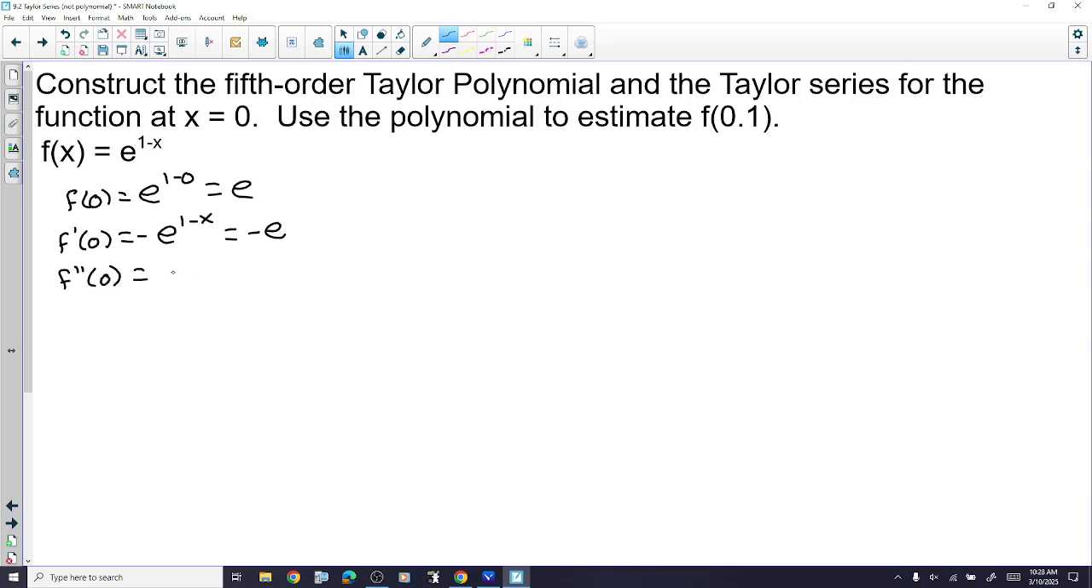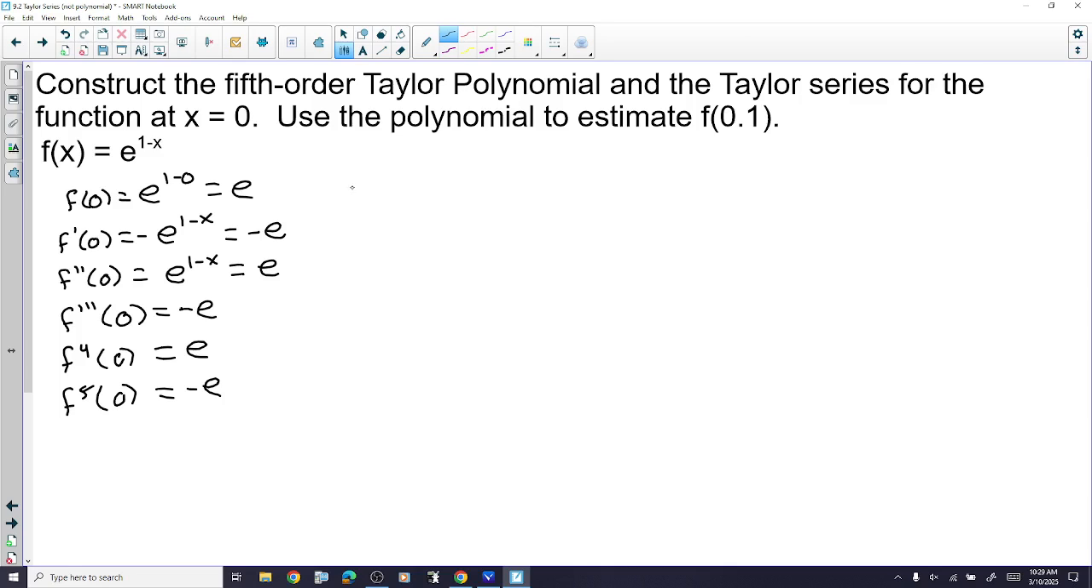Second derivative would be e to the 1 minus x, because you'll take a negative times a negative. And now I kind of see the pattern that it's alternating between positive e and negative e. Fifth order Taylor polynomial. Well, that's going to be negative e. That'll be e, negative e.